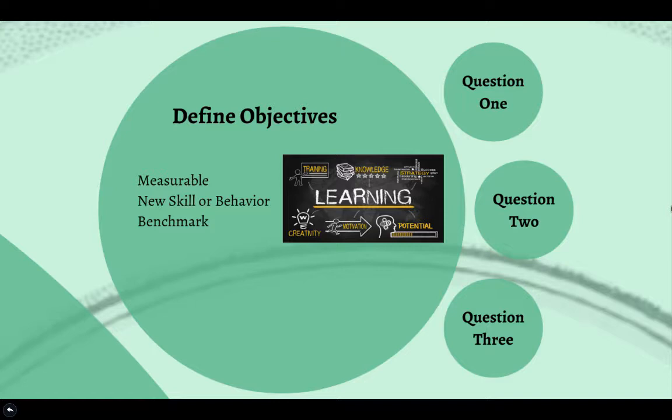So, if you were teaching them how to use a new system, the learning objective does not need to be mastery of the system, but it should indicate a level of familiarity and an ability with the system itself. Think about these 3 key questions.